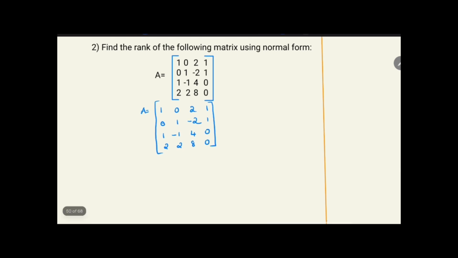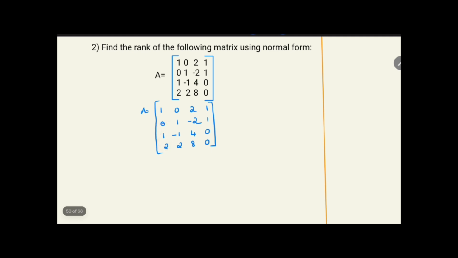Now, what is the first step? This element should be 1. So it is already 1, so forget about it. Next, what is the second step? I have to make these 3 elements 0, making use of R1. But here the element is also 0, so forget about R2. We will make these 2 elements 0.